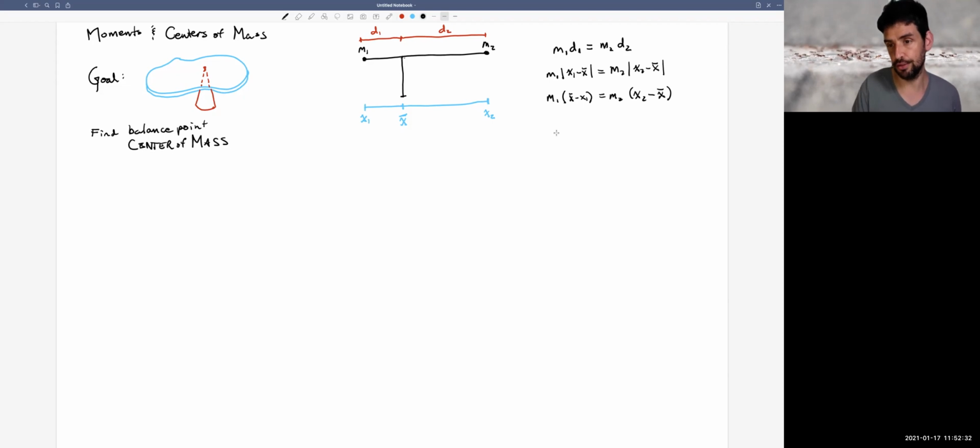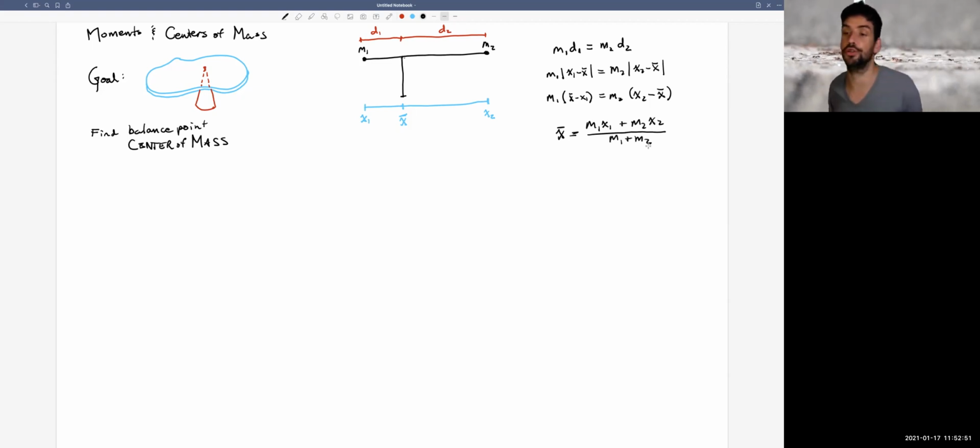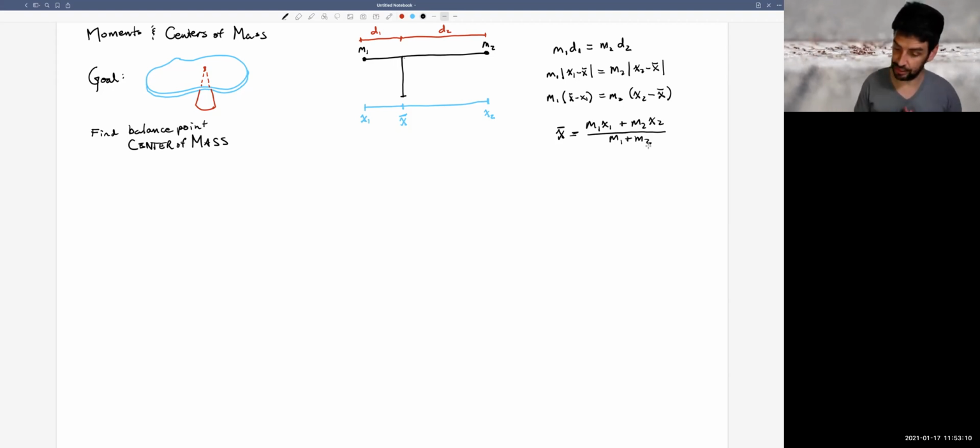I'll leave that algebra up to you. But if you work this out, x bar can be determined to be m1 x1 plus m2 x2 divided by m1 plus m2. Okay, so if your goal was to find the balance point, you have these two masses and you want to find the point in between them that would balance them. This gives us a way to do that. Okay, it gives us the coordinate of that point. So there's our first example of finding this balance point or center of mass.